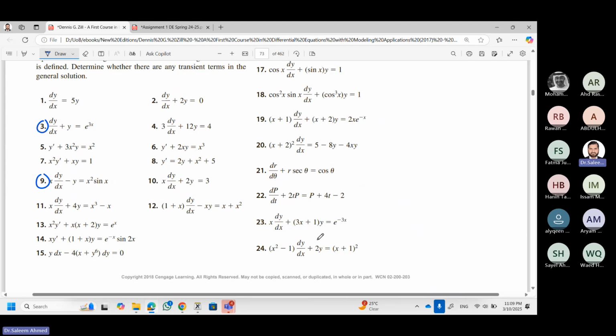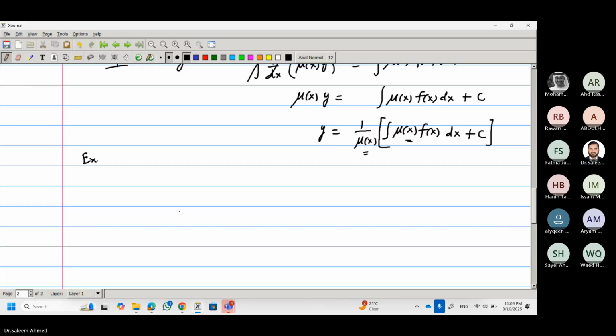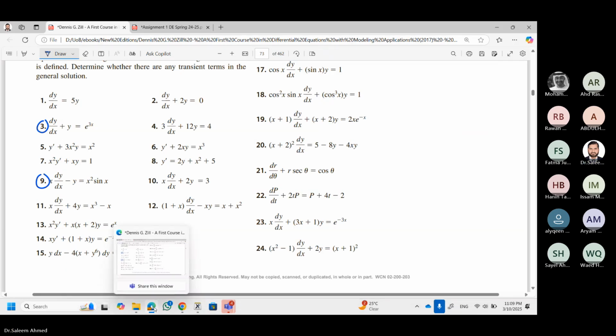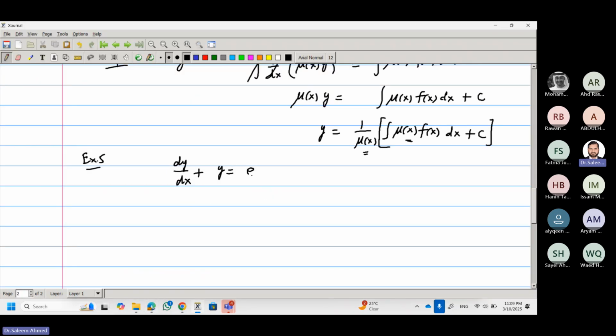dy by dx plus y is equal to e to the power 3x. So you see, it's clearly a linear equation. y and dy by dx are alone, and p of x is 1 here. You see, if it is not written, it's 1. So here, p of x is equal to 1.